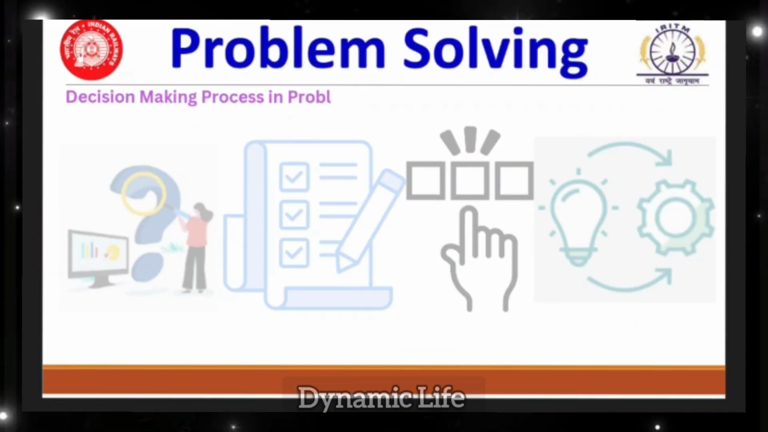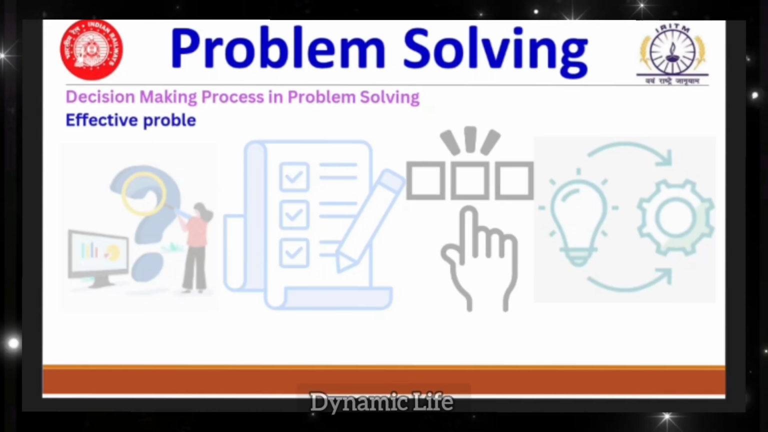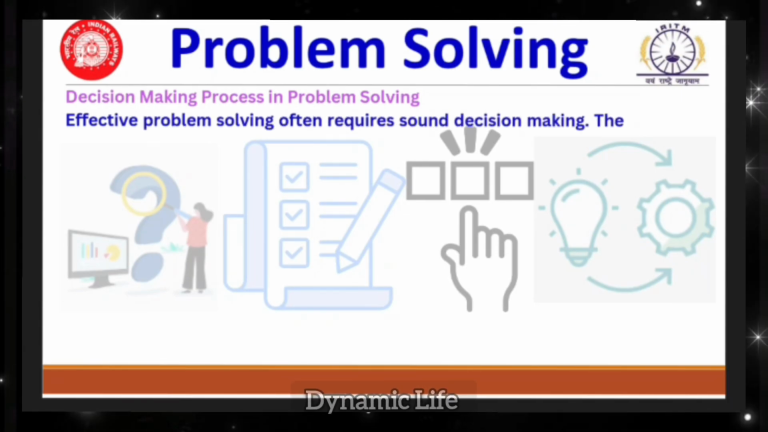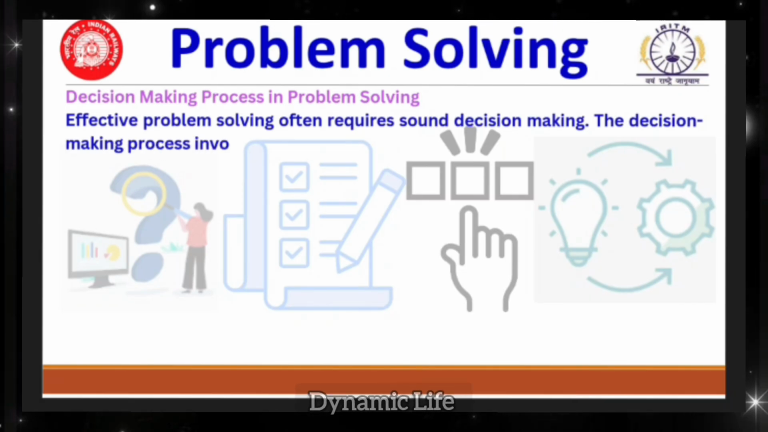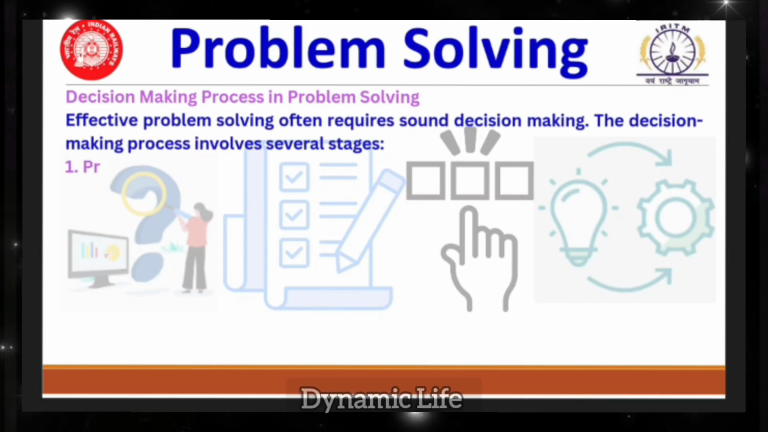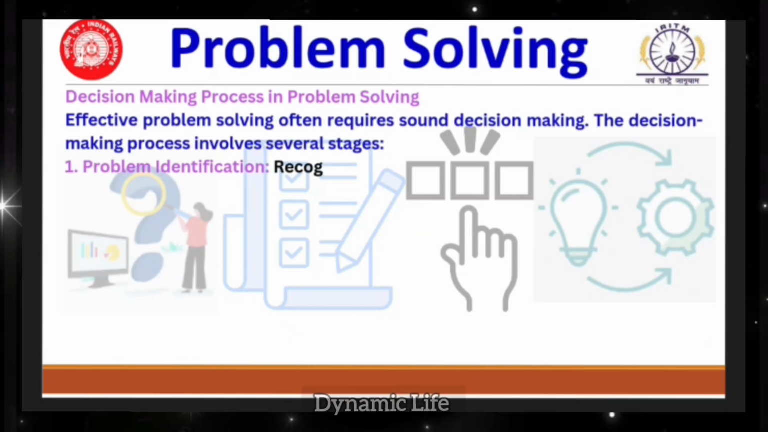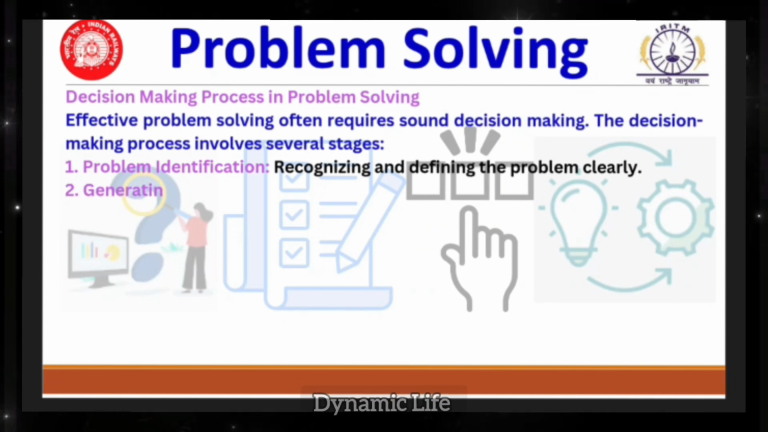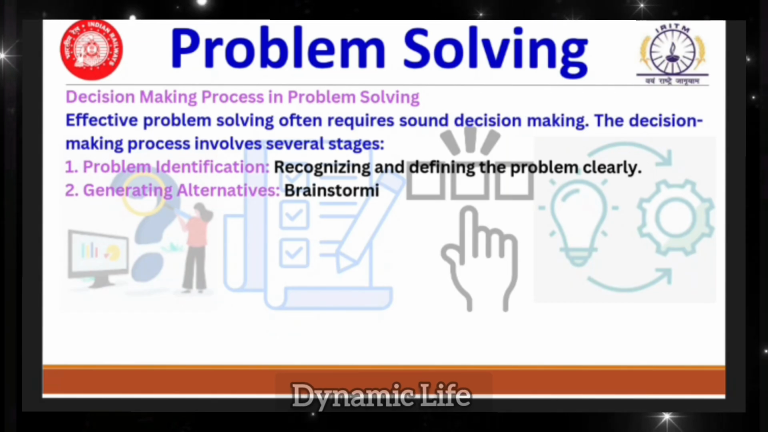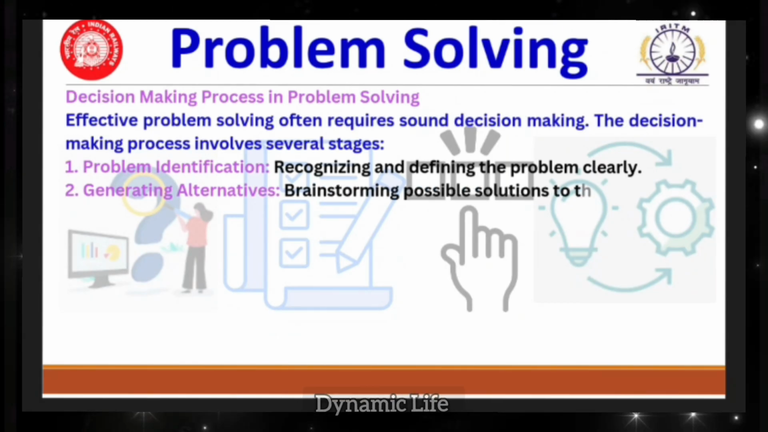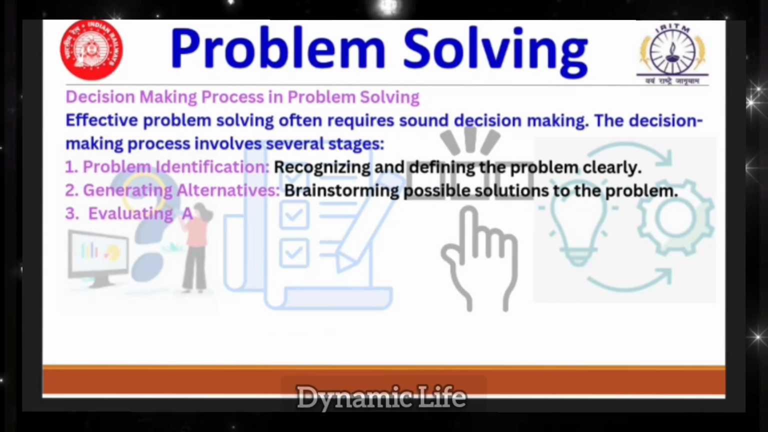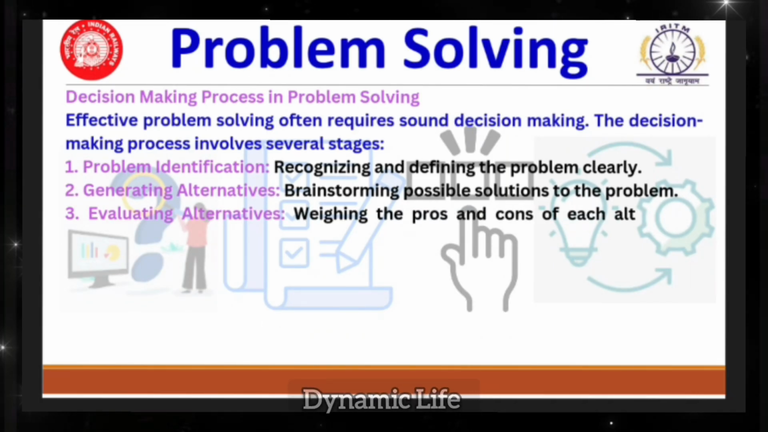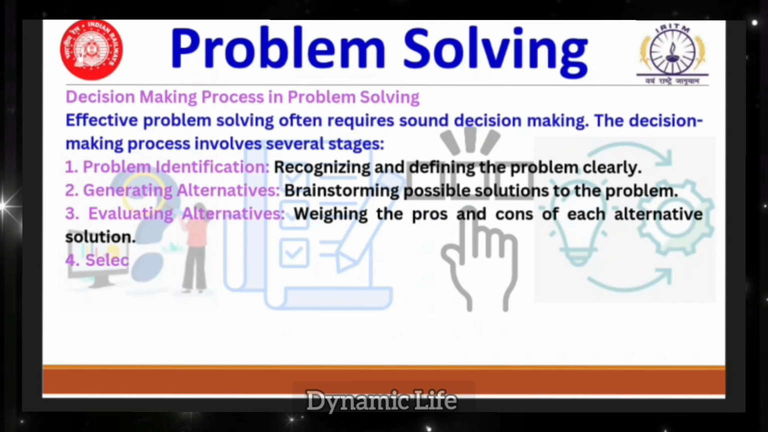Decision-making process in problem solving. Effective problem solving often requires sound decision-making. The decision-making process involves several stages. 1. Problem identification, recognizing and defining the problem clearly. 2. Generating alternatives, brainstorming possible solutions to the problem. 3. Evaluating alternatives, weighing the pros and cons of each alternative solution.